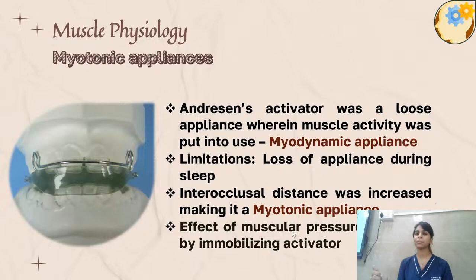So, to overcome this, the interocclusal distance was increased, but now this completely changed the mechanism of action of the activator, and now it became a myotonic appliance from a myodynamic appliance, because since now the opening is increased, it is the muscle mass and muscle tension that is put into use for the activator to act.